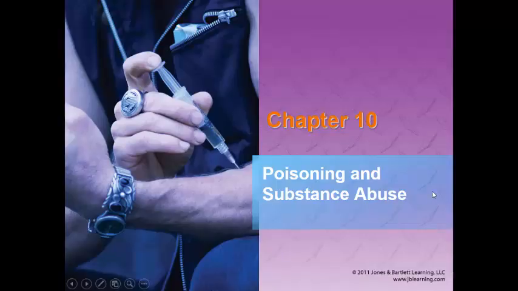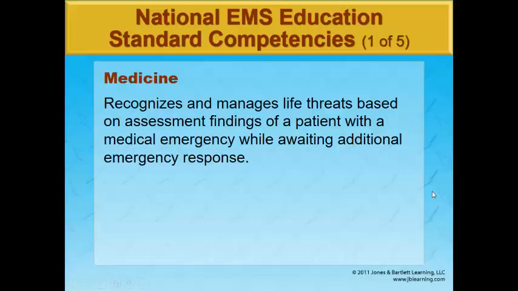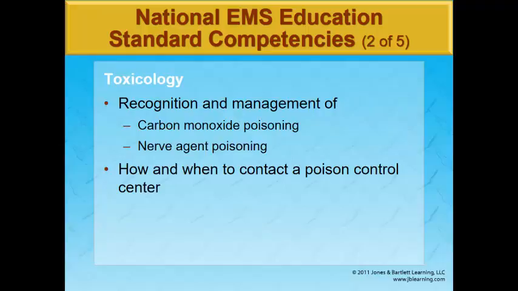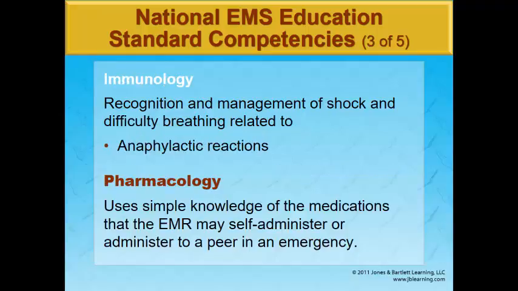So continuing on with our medical emergencies, we look at Chapter 10 for poisons and substance abuse. We're still in the medical emergencies, so we'll kind of muddle through this. We talk about toxicology. We're looking at mainly any kind of poison. So we're going to focus on different types of poisons, including carbon monoxide and nerve agents, and then how and when to contact Poison Control Center.